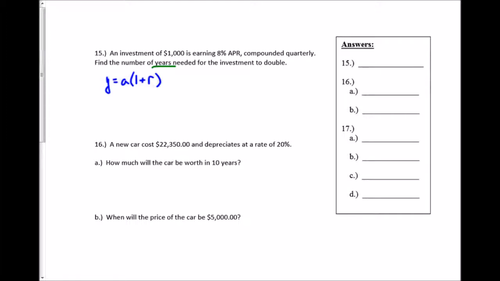raised to the t. I know it's growth because I'm investing, which means I want to get more money out than I put in. The initial amount is the 1,000. Then I have 1 plus r. And this is where it becomes a little bit tricky. Keep in mind this is 8% APR, but it's compounded quarterly.